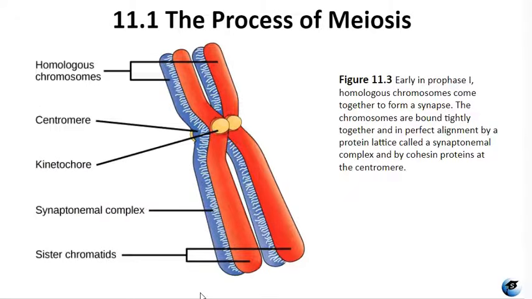Figure 11.3 shows how in prophase 1 the homologous chromosomes come together and form a synapsis. So this one here, the red, those are sister chromatids, is a chromosome, and then blue down here is another chromosome, and there's this synapse between them, okay? And the synapse is formed by a protein lattice made up of cohesion proteins.